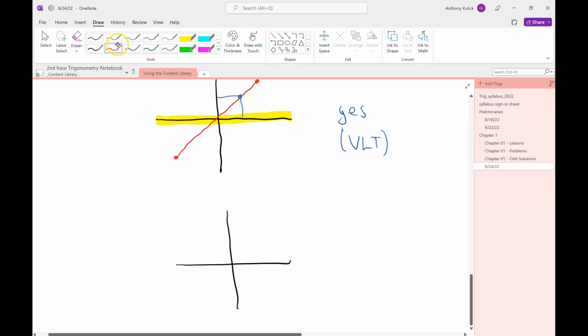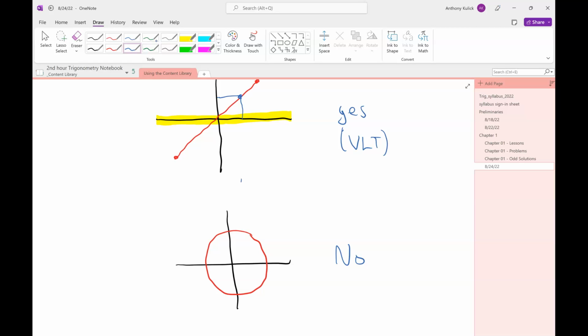Alright, what if we had instead a circle? Is that a function? No, why not? Because it's really easy to see that I can draw a vertical line that's going to intersect that graph twice. What that's saying is the x value here has two different y values. Everybody can see that? Okay.